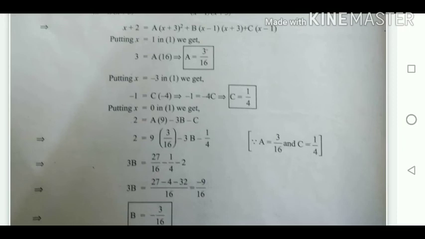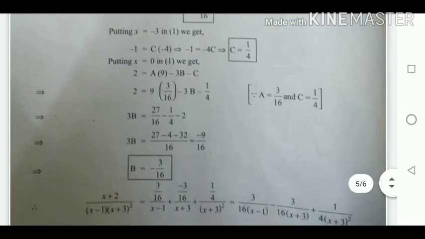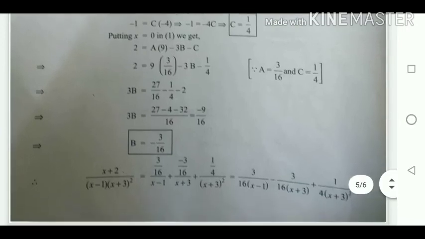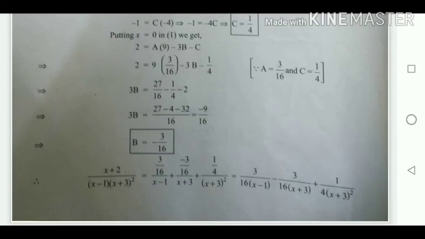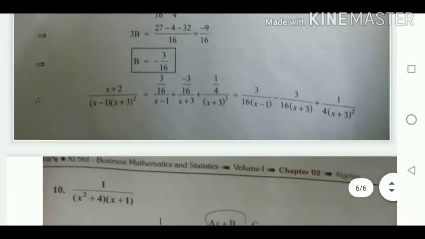Put the value of x equal to 1. We are getting the value of A equal to 3 by 16. If you put the value of x equal to minus 3, the value of C equal to 1 by 4. So if you put x equal to 0, we are getting the value of B equal to minus 1 by 4. Okay, sorry, 3 by 16. So now substitute these values in the question in order to find the answer.